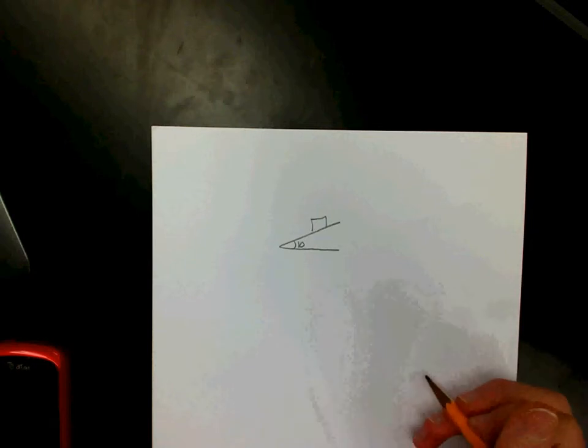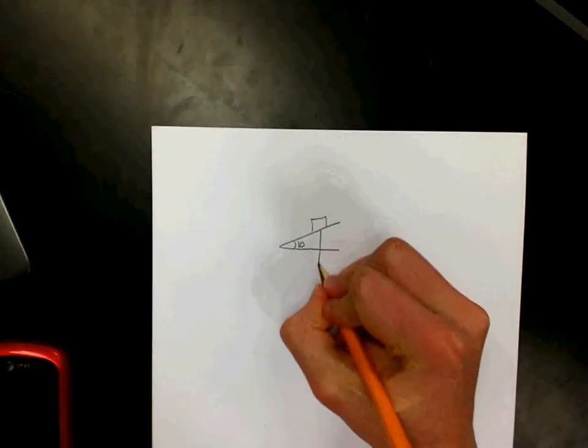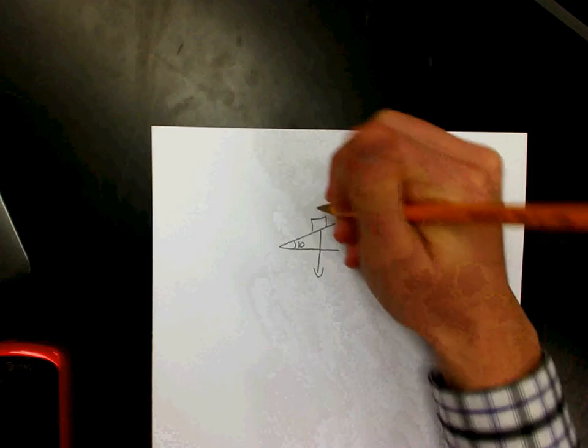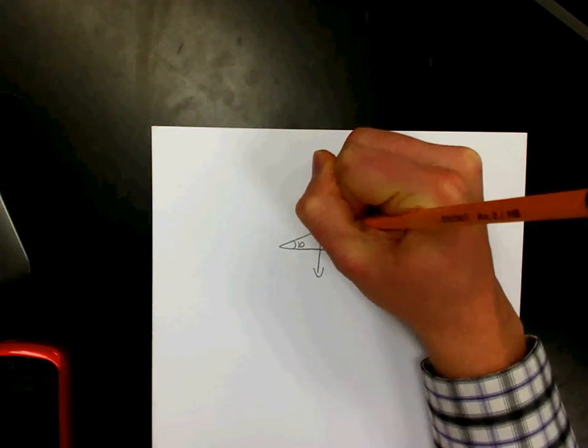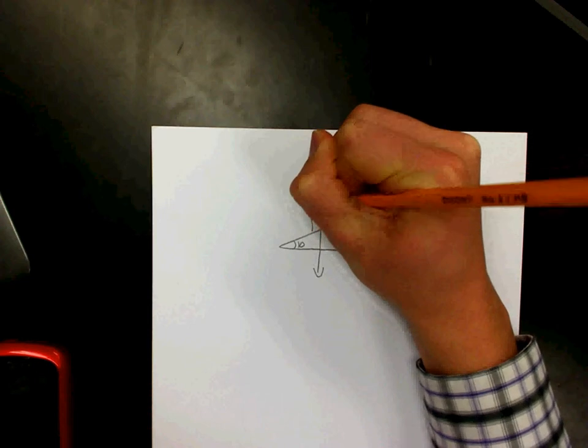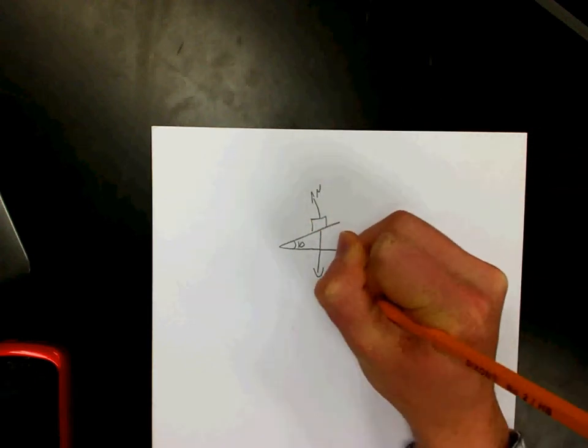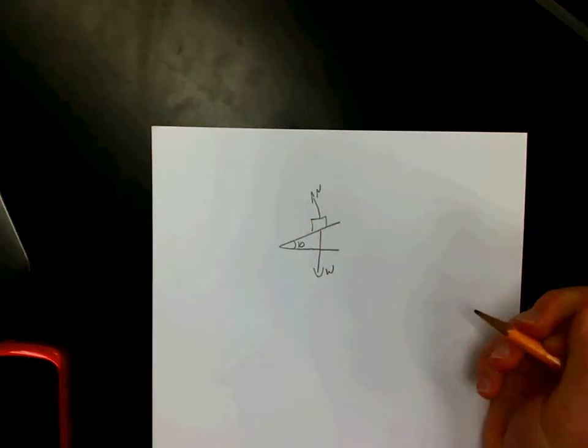Alright, so we know that gravity comes straight down. Normal force is perpendicular to the surface, so we'll draw our normal force there. Make sure we put our weight there because that's what that force is.